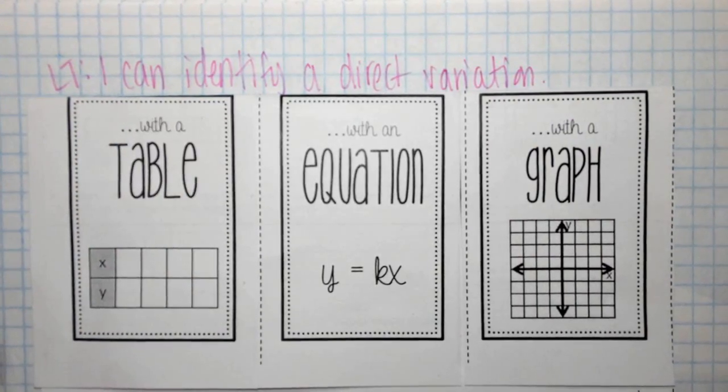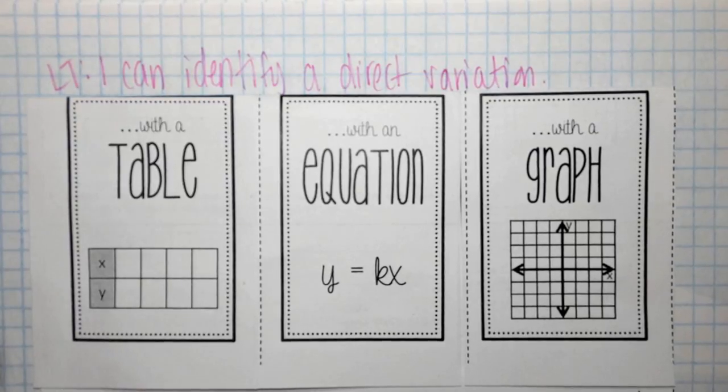Alright, so our learning target today is I can identify a direct variation. And that's what we're going to be able to do, at least with a table, by the end of class.